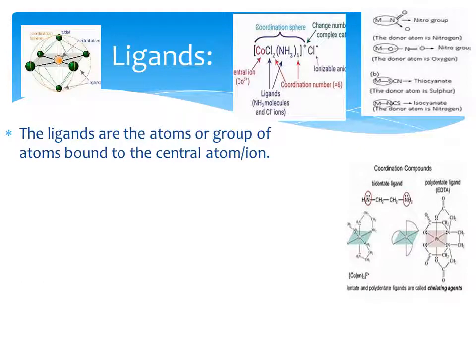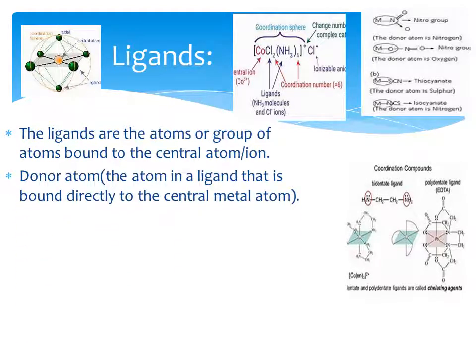The ligands are the atom or group of atoms bound to the central metal atom or ion. Look at this complex where cobalt is the central metal atom. If I find its charge, it is going to be plus 3. So Co3+ is the central metal ion present in that. The ions or molecules enclosed in the coordination entity are called ligands. It could be either an atom or a group of atoms.